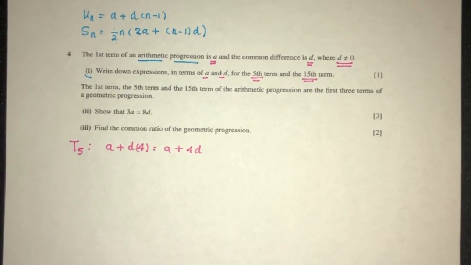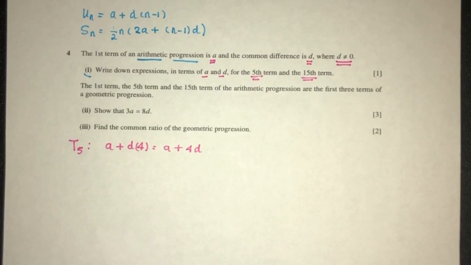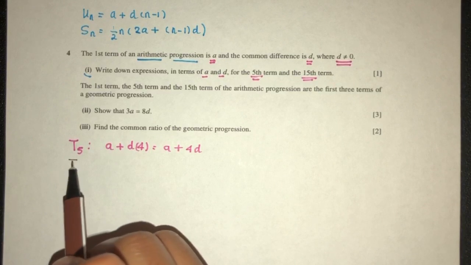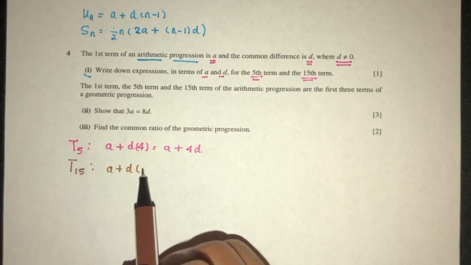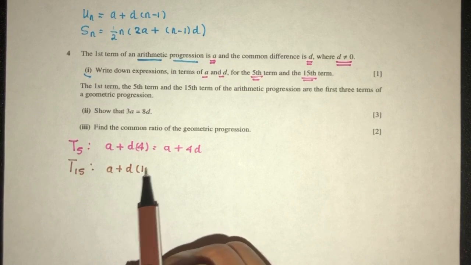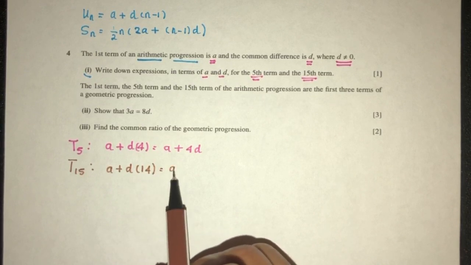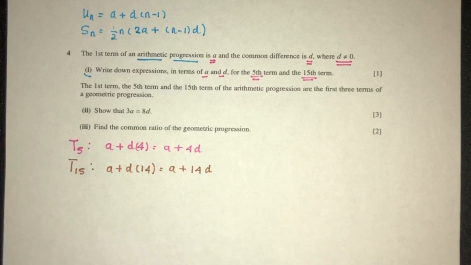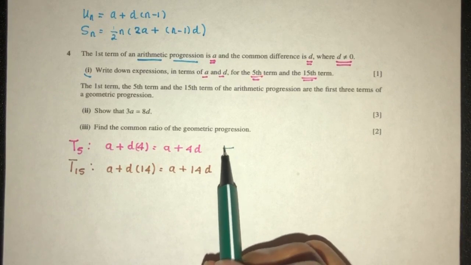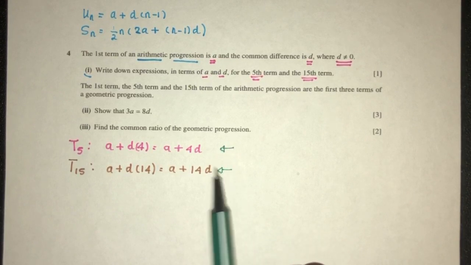Right. Now what else do we need to know? The 15th term, same steps. a plus d times (15 minus 1), and 15 minus 1 is simply 14. So it has to be a plus 14d. Okay, so the 5th term and 15th term are given to you by those two expressions. Pretty easy till now.